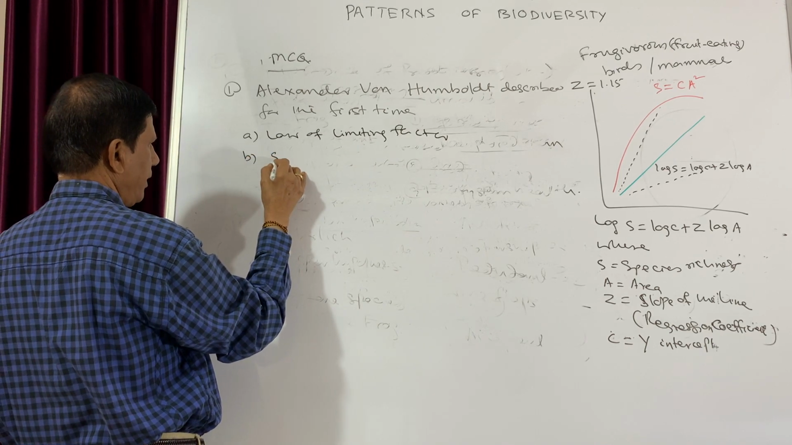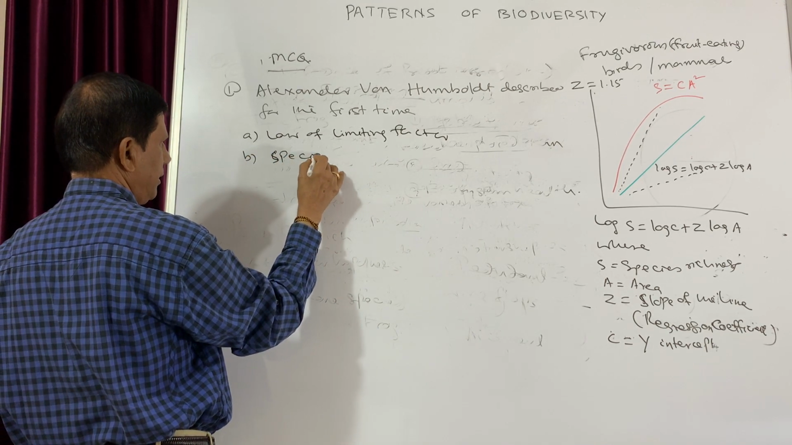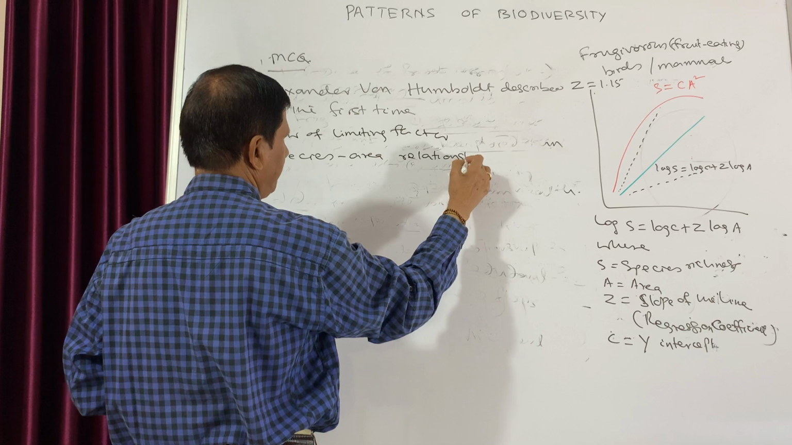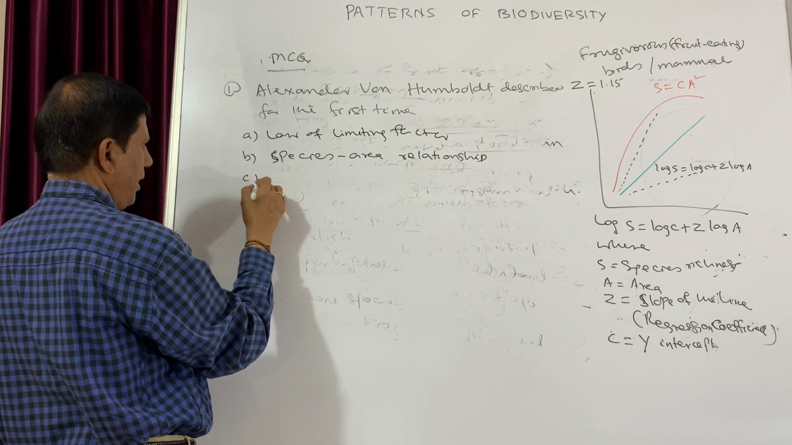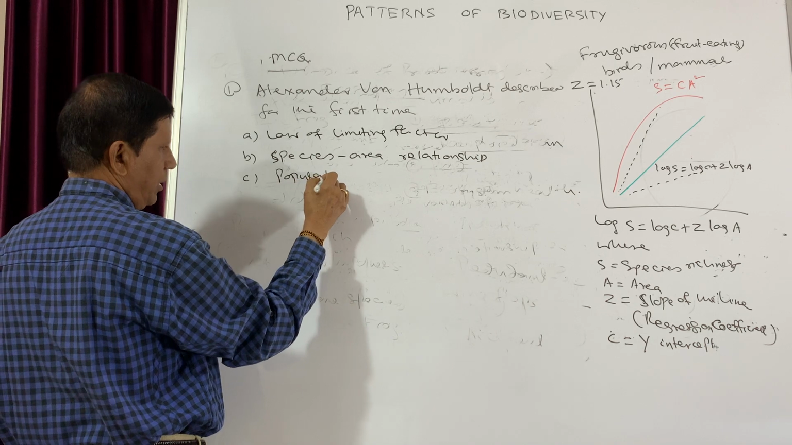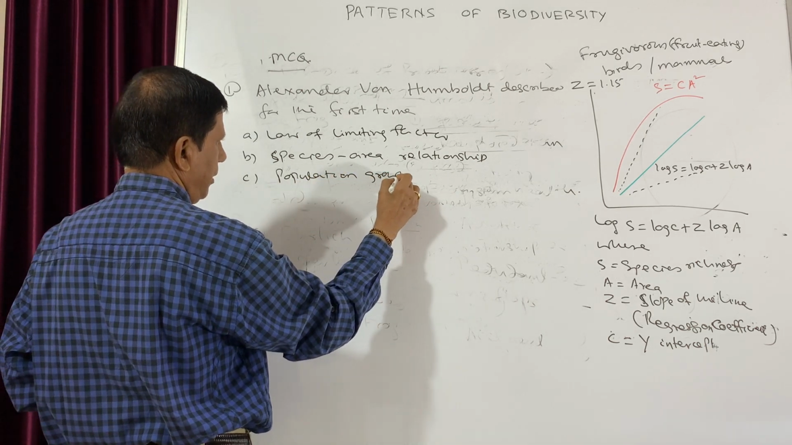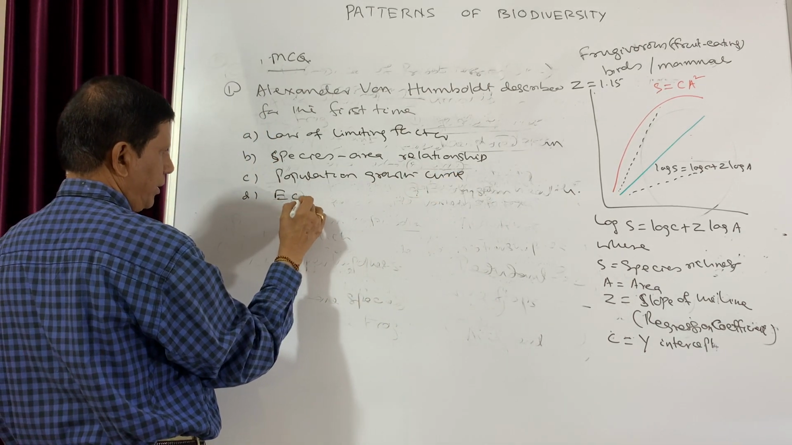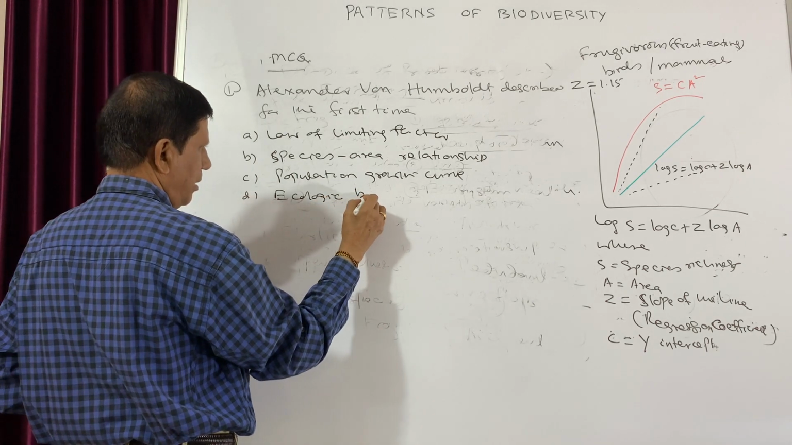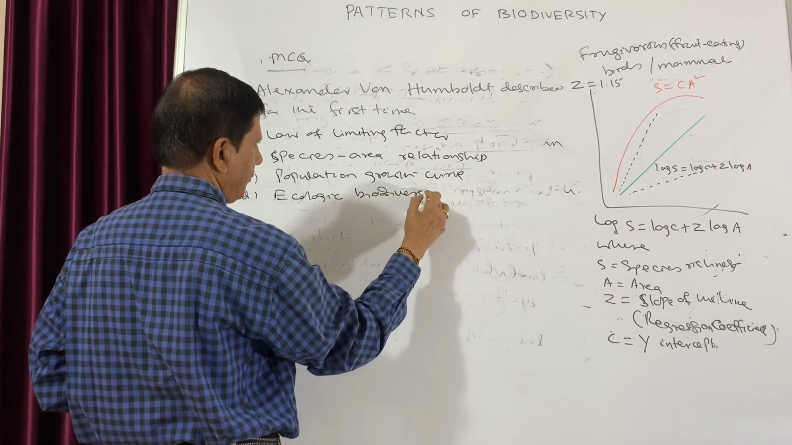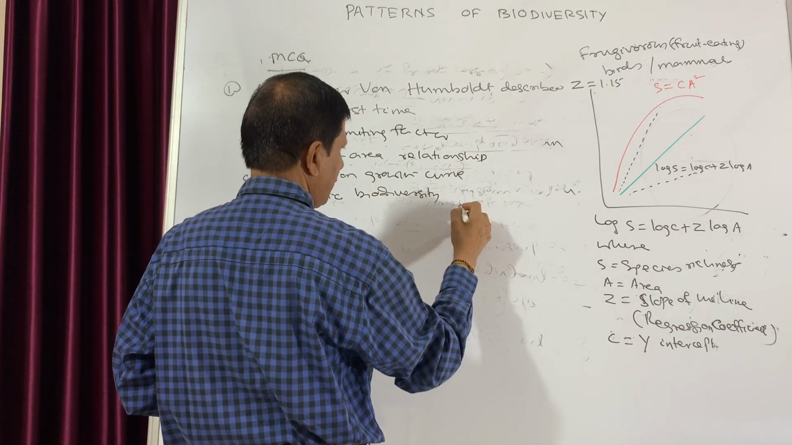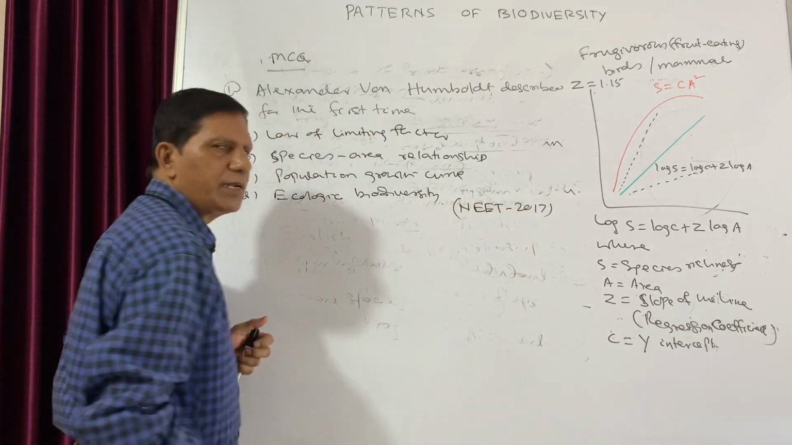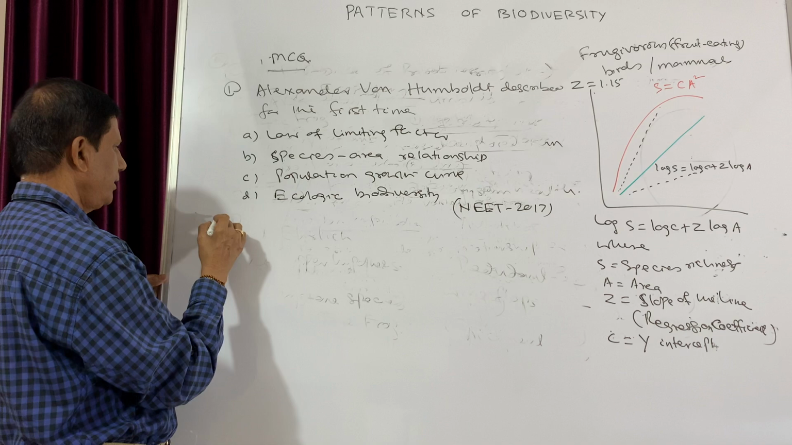second choice, species-area relationship, third one, population growth curve, and the fourth one is ecological biodiversity. So this question was asked in NEET 2017 and we have discussed this just now.